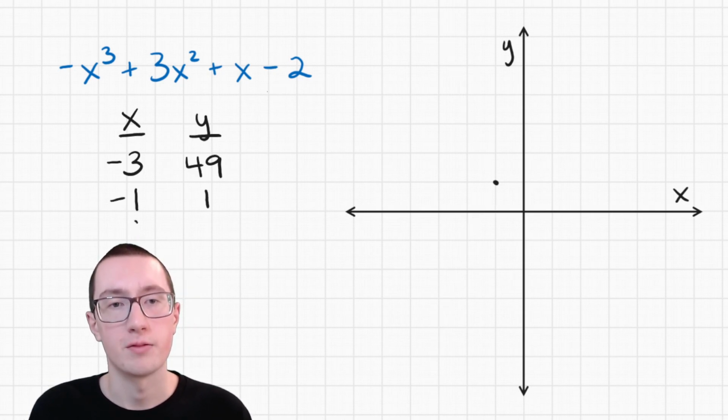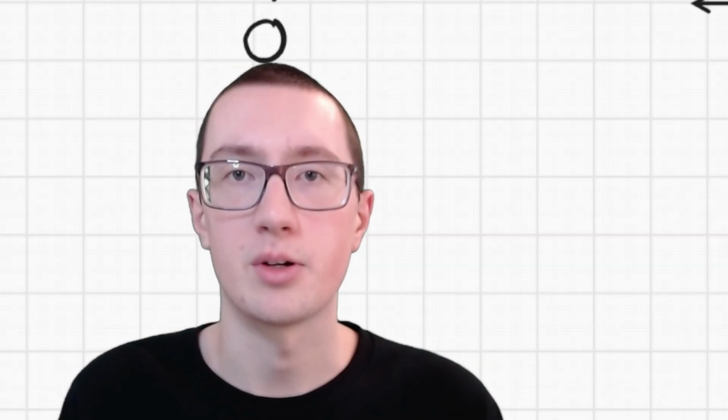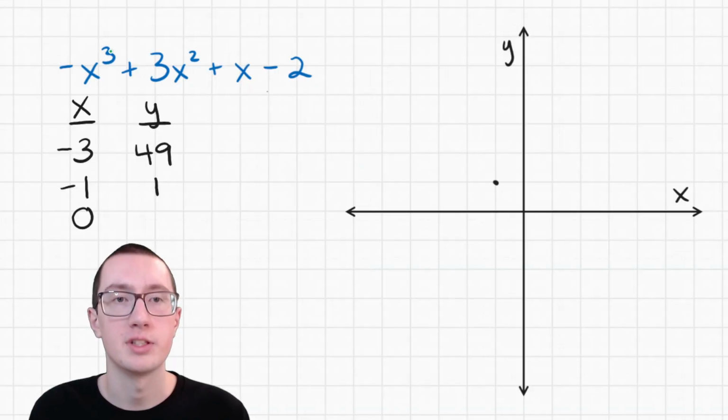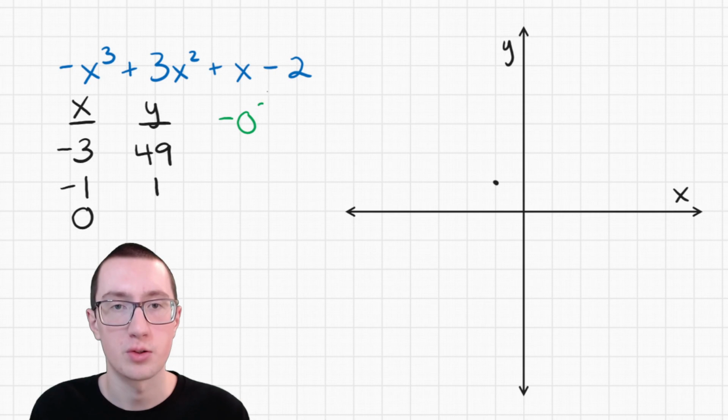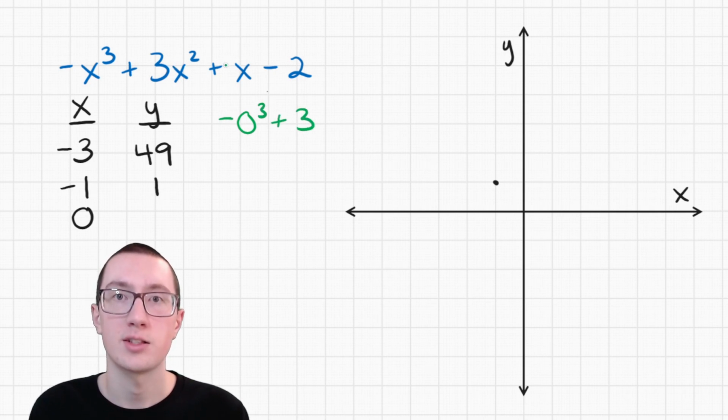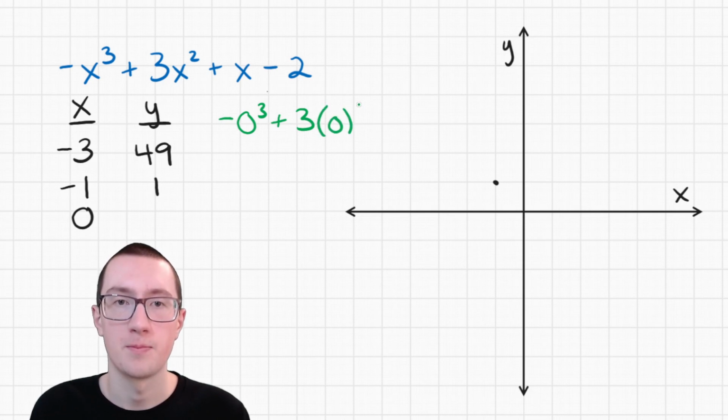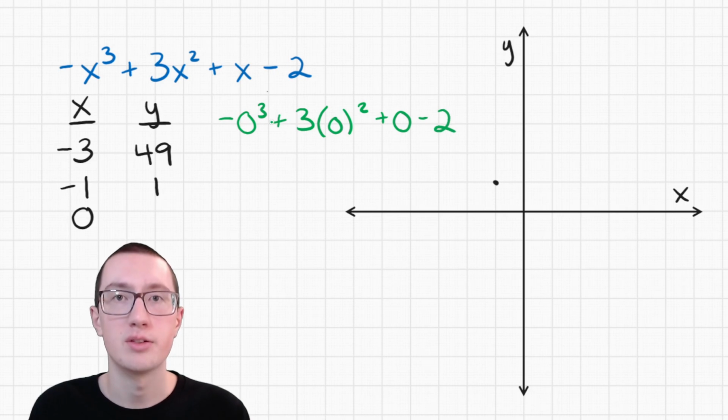So let's go ahead and graph 0 now. Let's go ahead and plug in 0 and see what we get. So we're going to have -0 cubed, plus 3 times, and then instead of x squared, it's going to be 0 squared, plus 0, minus 2. Now, 0 cubed, that's 0 times 0 times 0, which is just 0. And -0 is still 0. So this isn't doing anything.